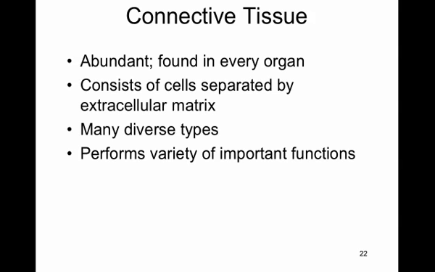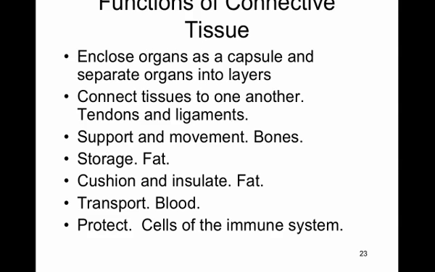Yesterday, the epithelial tissue, those cells are all packed together. There's not a lot of extracellular matrix. In connective tissue, there are cells that are surrounded by extracellular matrix, and then there'll be another cell with extracellular matrix around it. So there's many diverse types, and they have a lot of different functions. Some of the functions are to enclose organs as capsules and separate organs in layers.